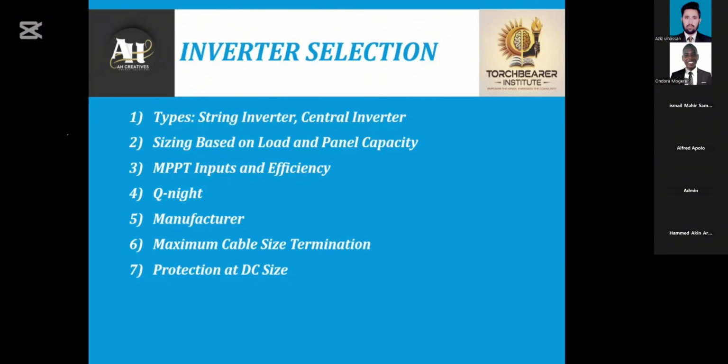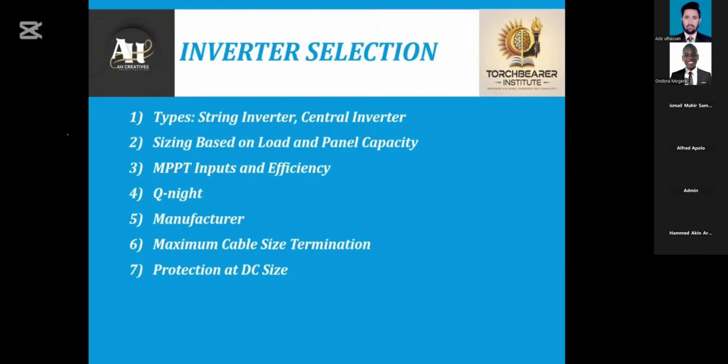When you talk about MPPT, MPPT stands for maximum power point tracker input, and also the efficiency. The efficiency means the energy output over the energy input, which means the ratio between output and input. If it is higher, you're going to prefer that in an inverter.